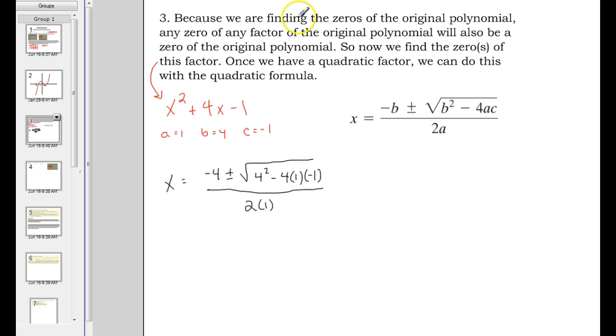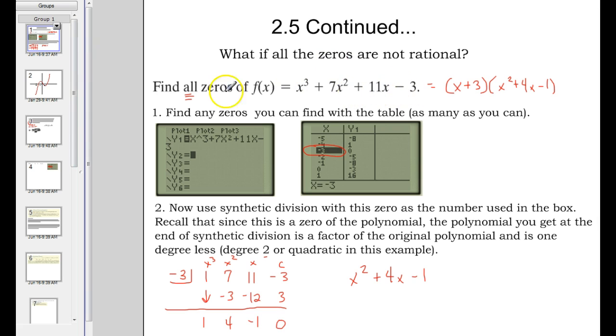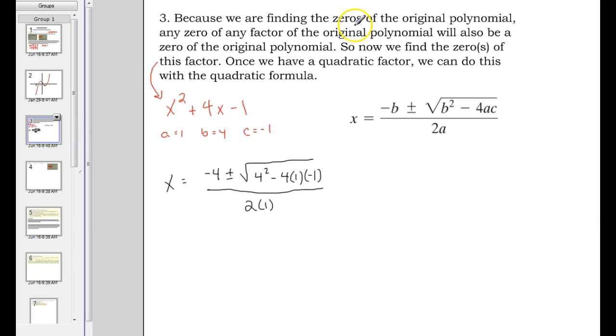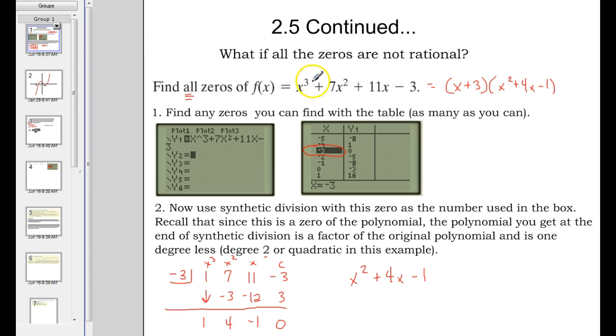Alright, now remember, we're finding the zeros of the original polynomial, this guy. Okay, but what this says here is any zero of any factor of the original polynomial will also be a zero of the original polynomial. Meaning since we know now that, because of the factor theorem, this negative 3 is a 0, that means x plus 3 is a factor. And because we divided, we did it synthetically, but we divided by x plus 3, we got this polynomial out.